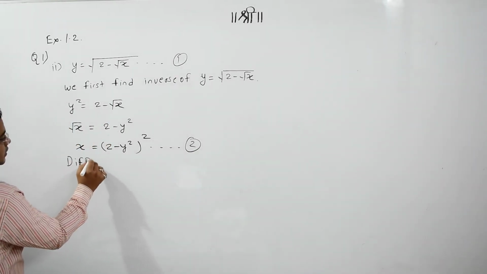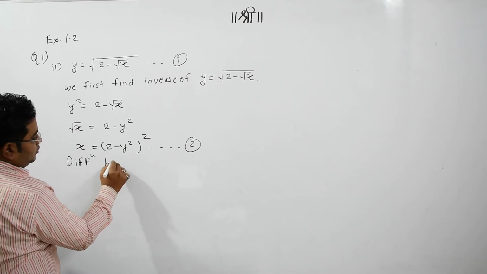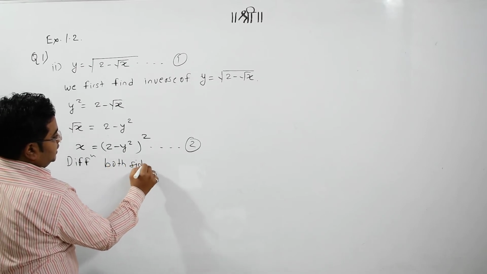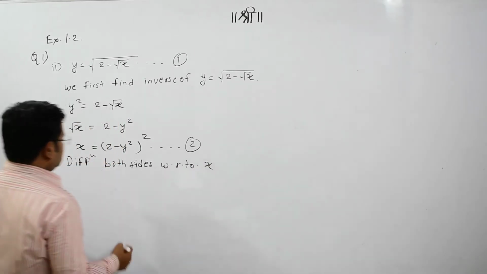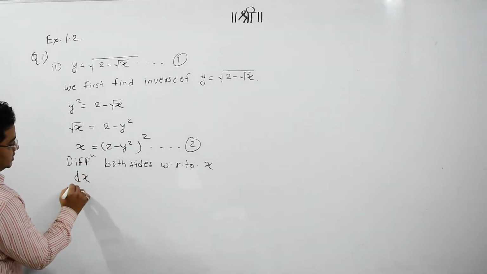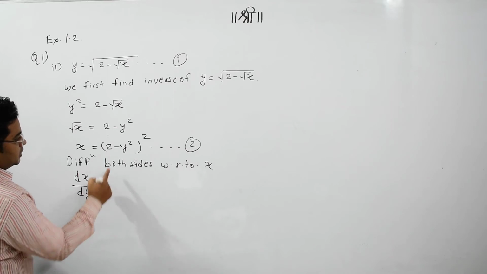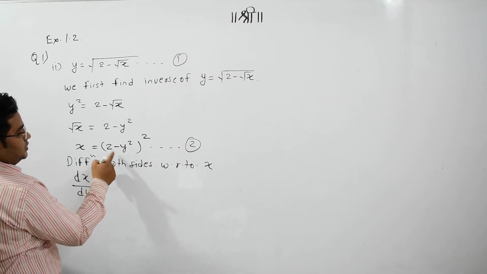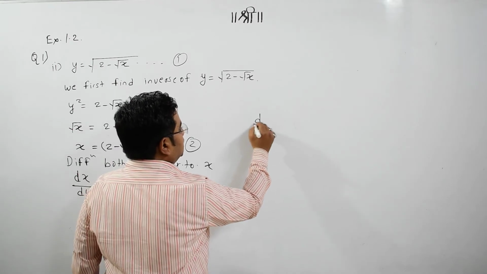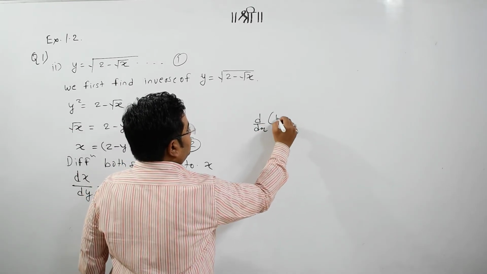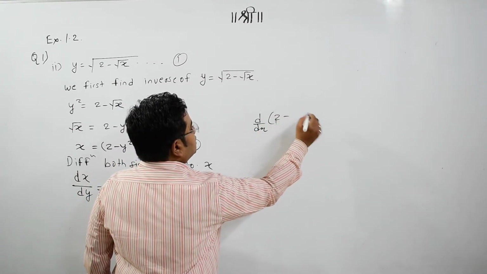Differentiating both sides with respect to x, what will you get? dx upon dy is equal to, what is the value of this differentiation? So it is nothing but d upon dx of (2 minus x) whole square.